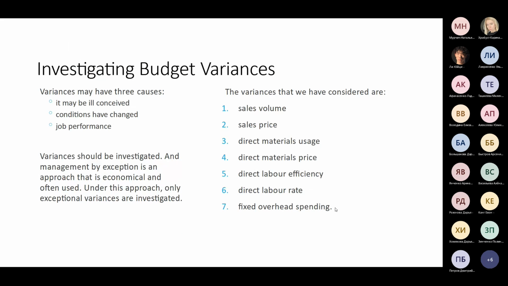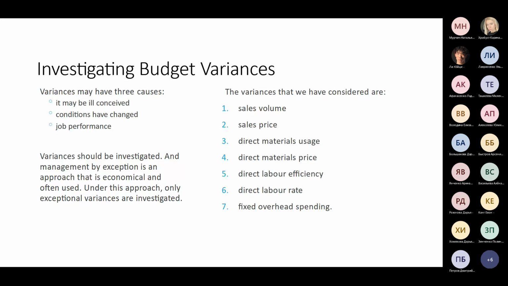So variances may have three basic causes. The standard may be ill-conceived from the beginning, conditions may have changed, so if our market conditions have changed and we do not notice it, or job performance is high or low. These causes drive almost all the variances we have. Variances should be investigated, and management by exception is an approach that is economical and often used. Under this approach, only exceptional variances are investigated.